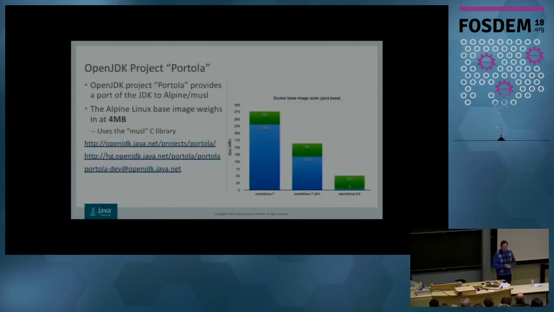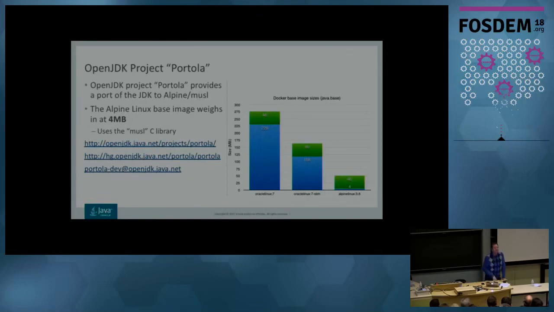Hence, we created OpenJDK Project Portola. Thank you, John Rose, for the name. It comes from, by the way, the fact that Alpine Road in the Bay Area leads to Portola Valley. Yeah, nerds, exactly. We're all nerds here.